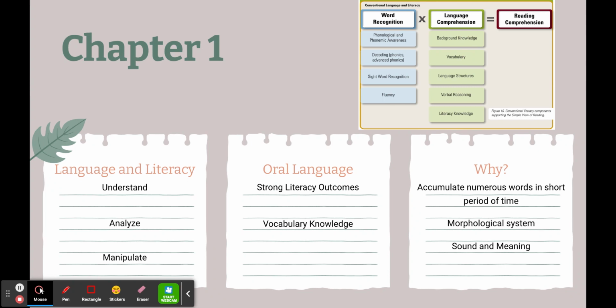Morphology provides students with access to accumulate numerous words in a short period of time. We know that written English is a morphological system, meaning that our spellings rely on morphemes along with the phonemes, providing sound and meaning.